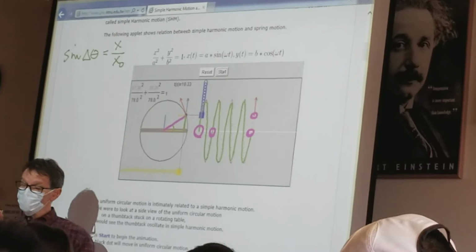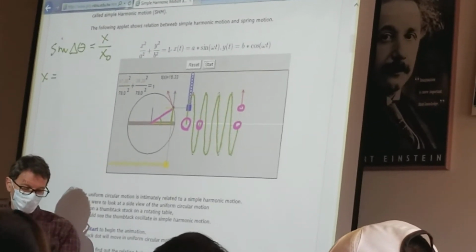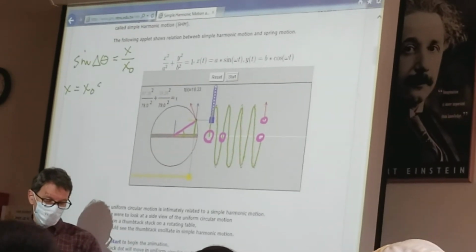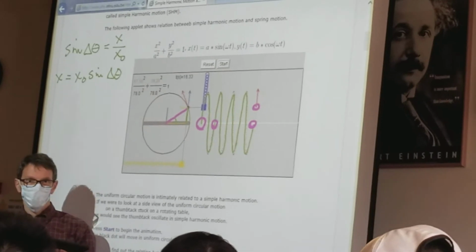A little rearranging will give me that the current displacement equals the amplitude times the sine of the angular displacement. Everybody okay?